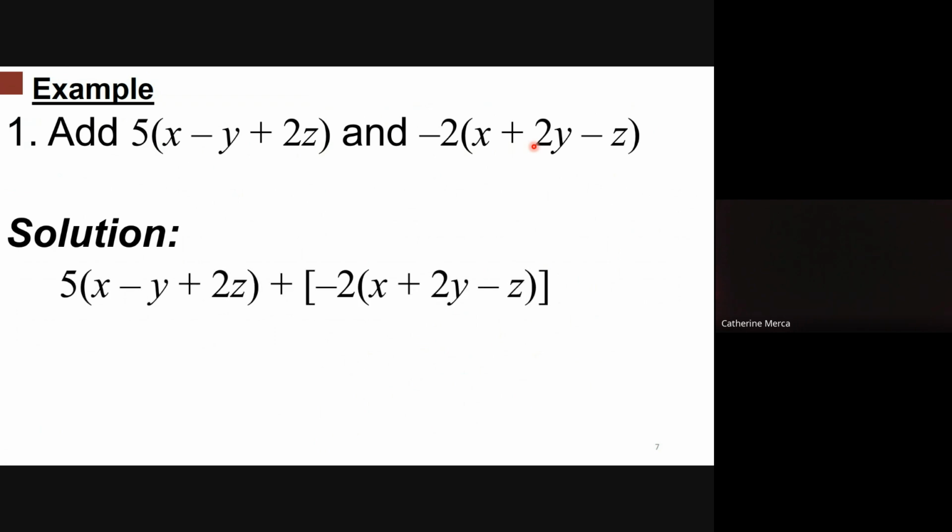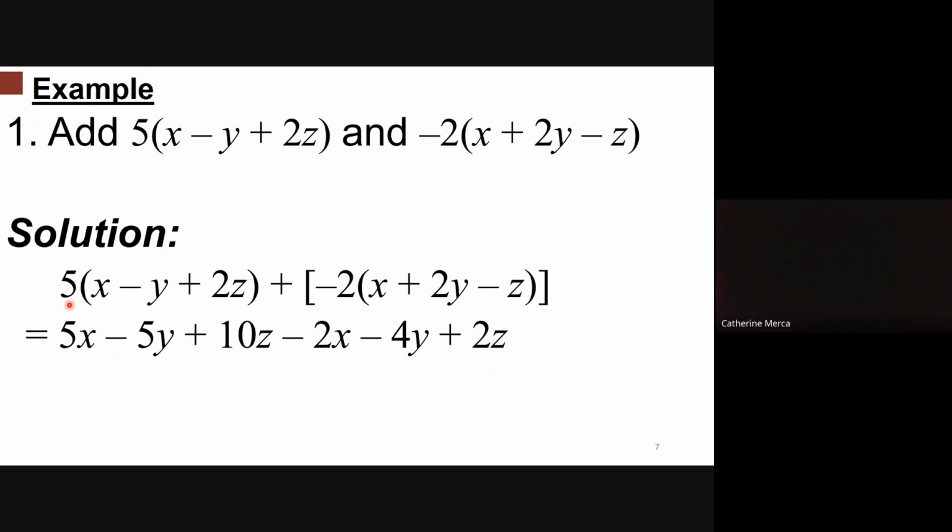For the solution, you can distribute 5 to this quantity. So we have 5x minus 5y plus 10z. And then, because this is preceded by a minus sign, so minus 2x minus 4y, that's negative 2 times 2y, negative 2 times negative z is plus 2z.